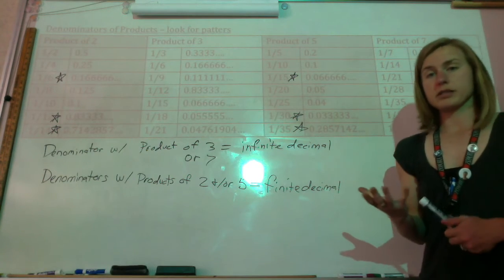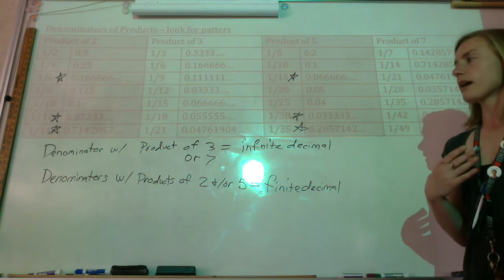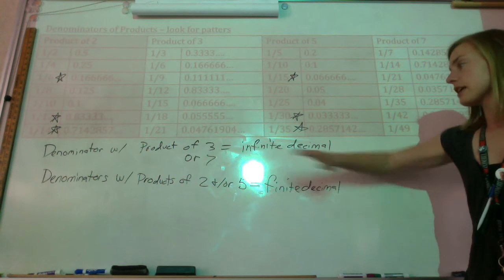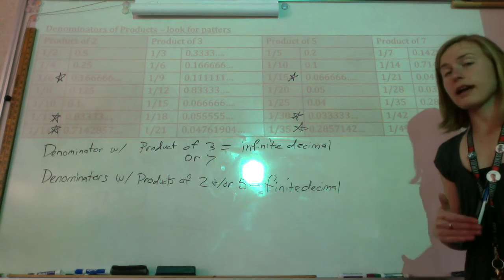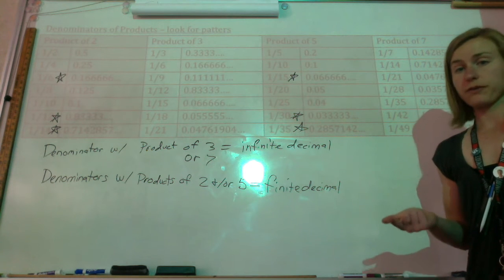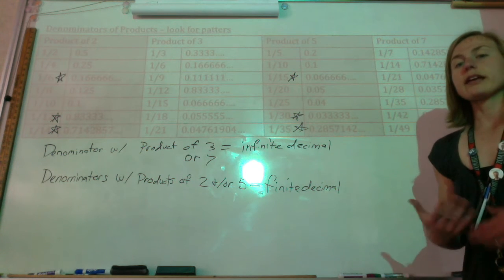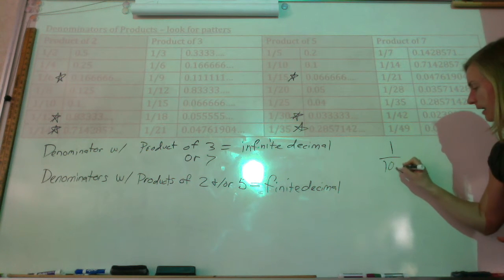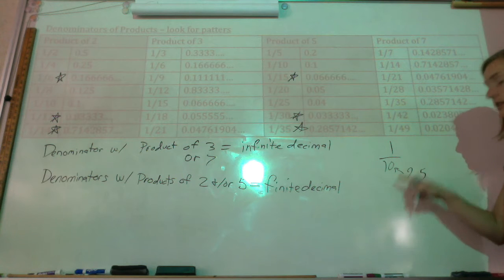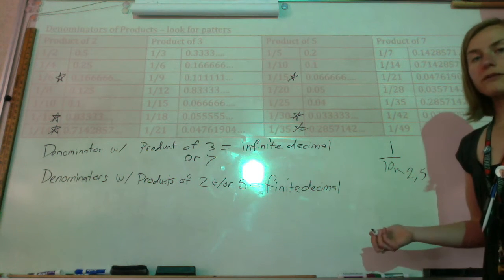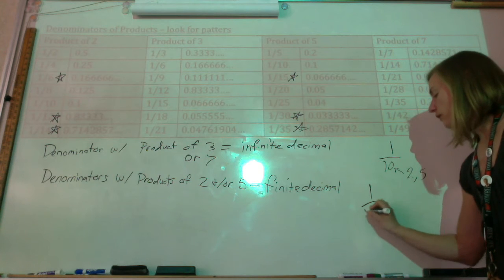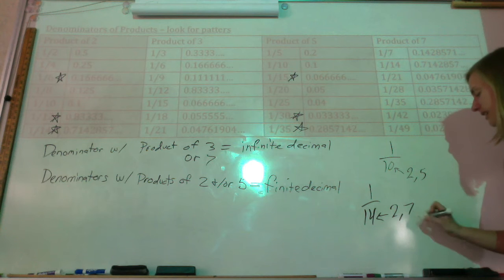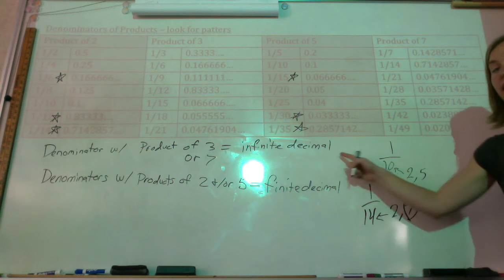So to sum up, what we saw is if you have anything with a factor of 3 or 7 in your denominator, it's going to be an infinite decimal. However, if you only have factors of 2 and/or 5, you're going to have a finite decimal. So if I have 1 over 10, the factors of 10 are 2 and 5. So this is going to be a finite decimal. Or if I have 1 over 14, because the factors are 2 and 7, that 7 is going to tell us that this is an infinite decimal.